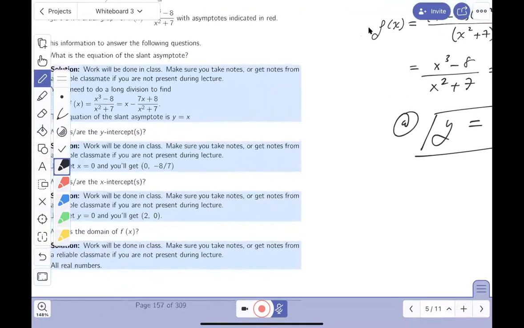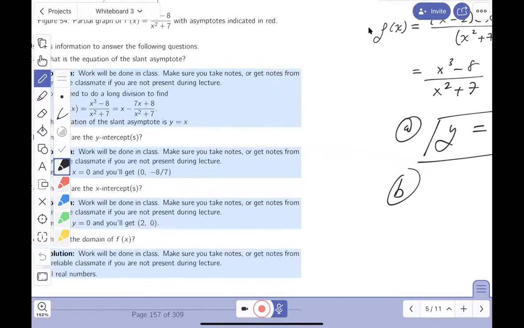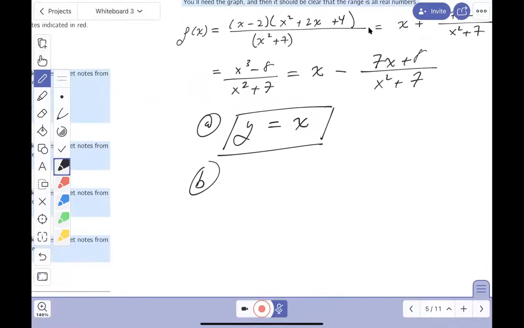Let me go to question number B. What's the y-intercept? I'll put that over here. Oh, before I do that, let's look at the answer key. Well, they did the long division and they got that over there. We're doing B now. And B is, what's the y-intercept? How do you do that? Set x equals 0. And that's really easy to do.